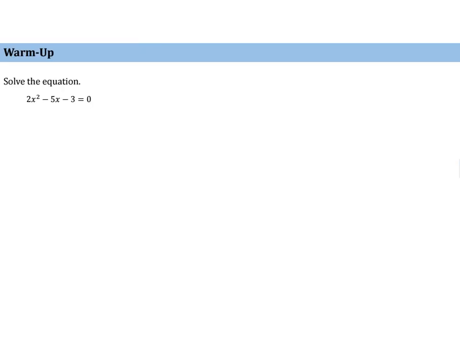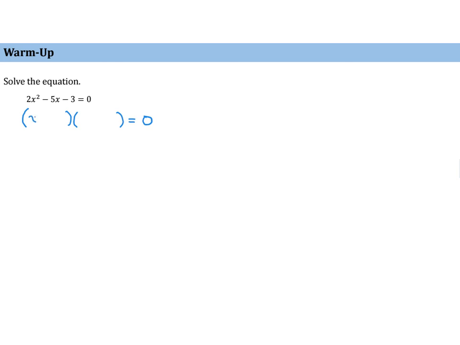In this warm-up, our goal is to solve this equation. Now, with a quadratic equation, our first line of attack would be to see if we could factor this. So 2x squared minus 5x minus 3 is going to factor into something times something equals 0. So at least that's the hope. Otherwise, we'll use the quadratic formula.